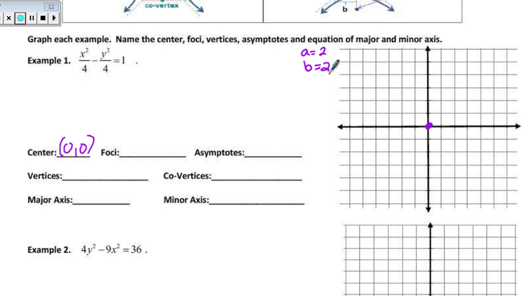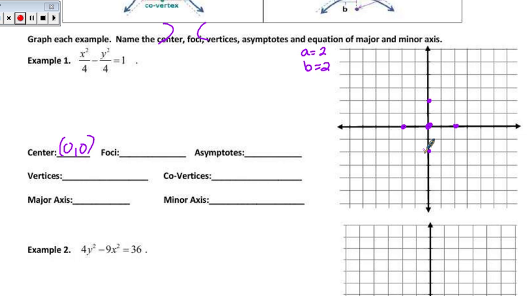And we're going to use these to create what I'm going to call vertices and co-vertices, even though they're not exactly on the graph. Well, the vertices are, the co-vertices are not on the graph. So I'm going to count out 2. I can see this is an x squared, so this is going to be going this way. So 1, 2, 1, 2. Those will be my vertices. My co-vertices are also 2, so I'm going to go up 2 and down 2.